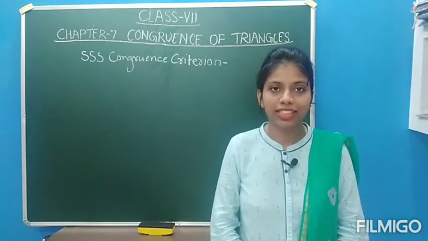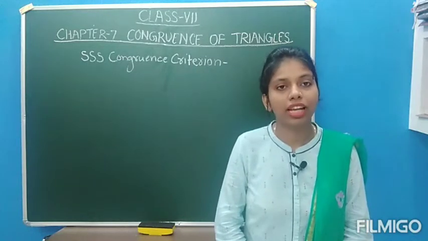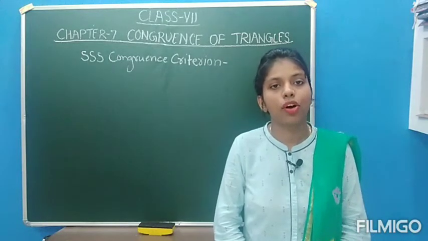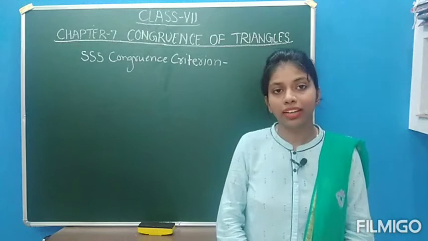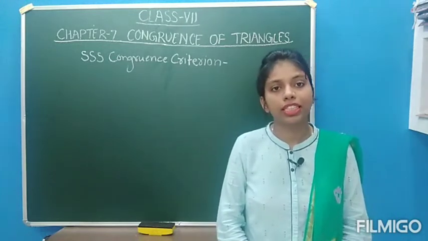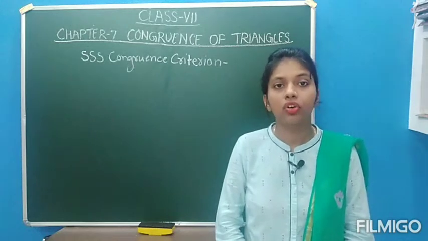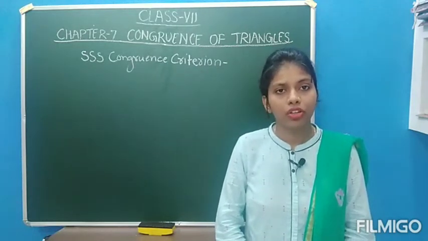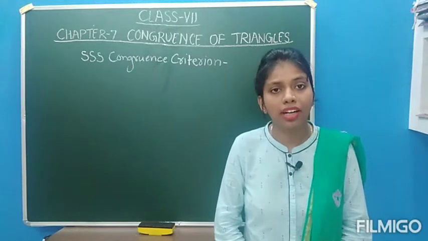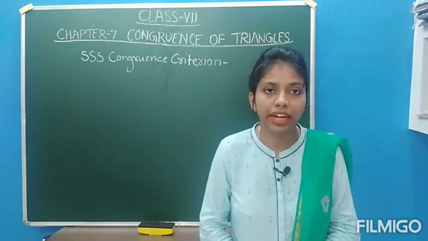Today we are going to discuss again chapter 7 of class 7, that is congruence of triangles. In this video we are going to discuss criteria to find out whether two triangles are congruent or not. So first we discuss what is the need of this criteria.